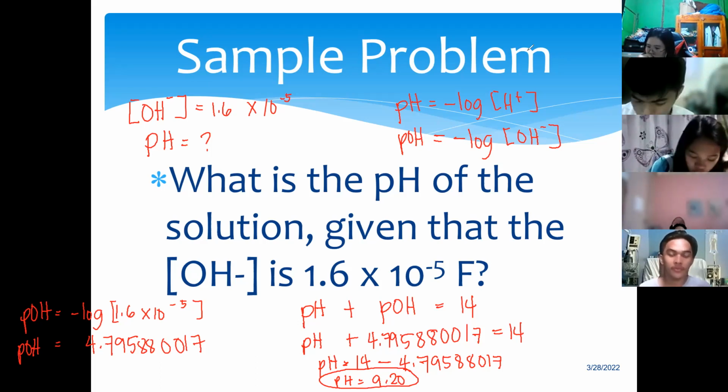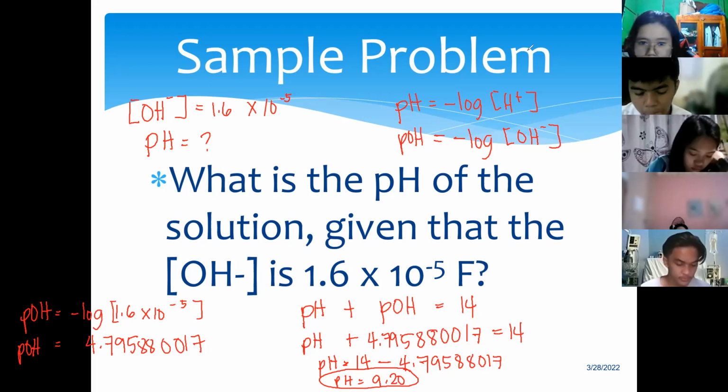Okay, 9.20 is the correct number. Okay, sige. Okay, nasundan yon. Any question about this? Wala. So is the solution basic, acidic, or neutral? Okay, very good. The solution is basic.